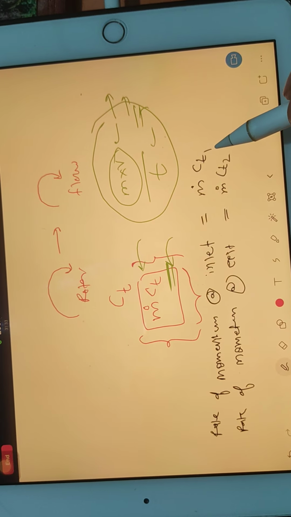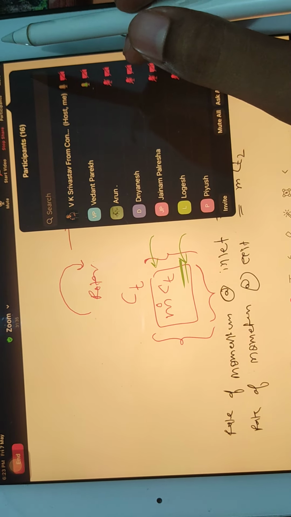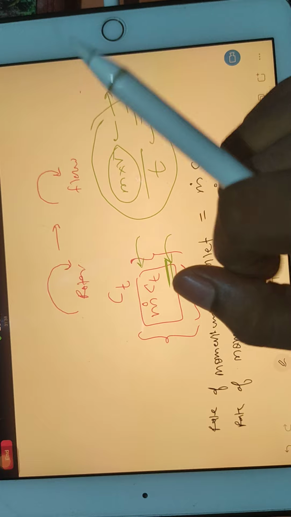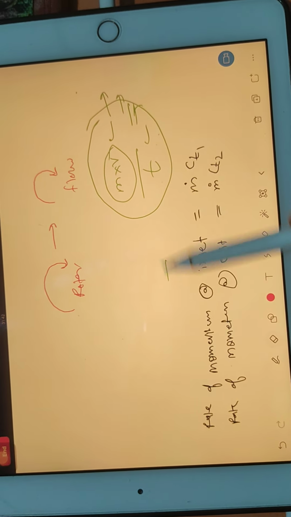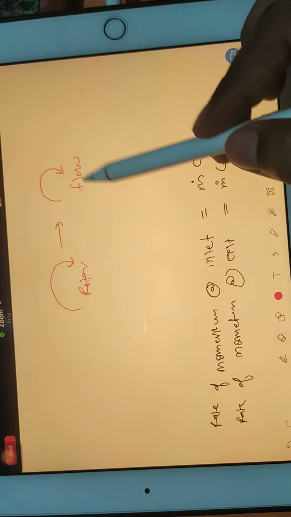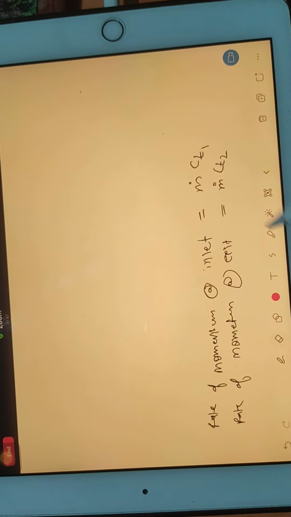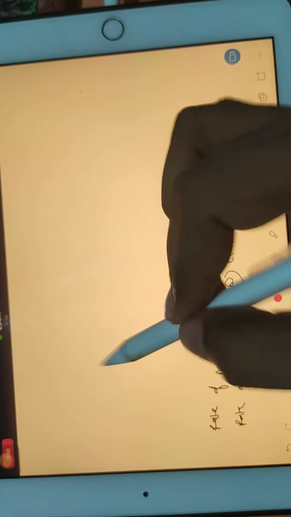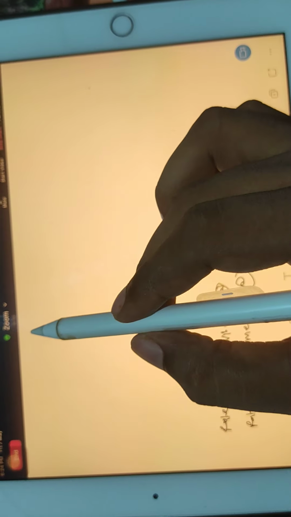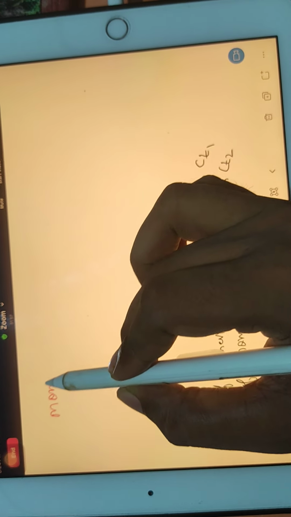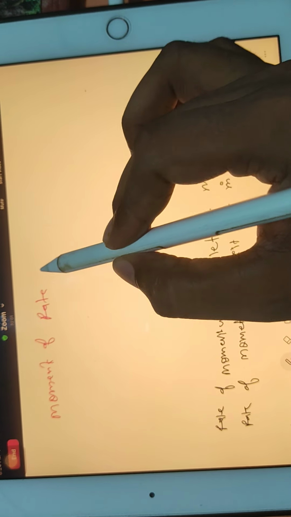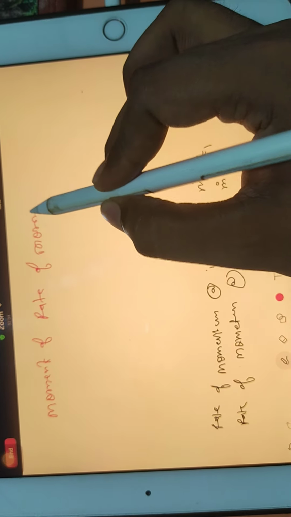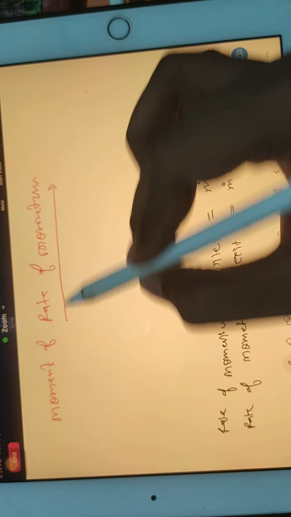Can anyone guess? Very good, we achieve torque. Okay, so now I will erase this. So now in the next line, you just simply write moment of rate of momentum. This part is already clear.